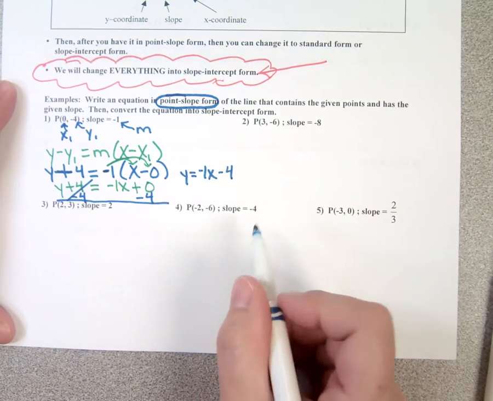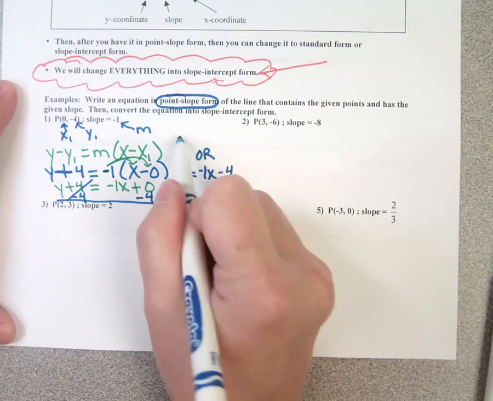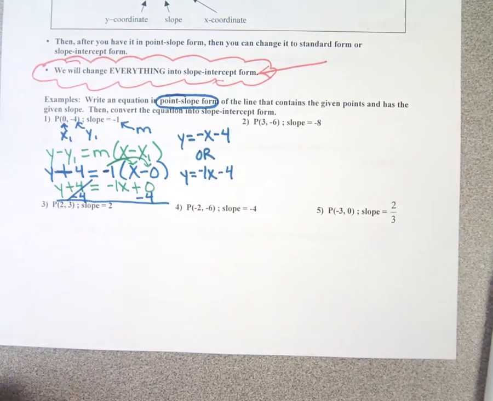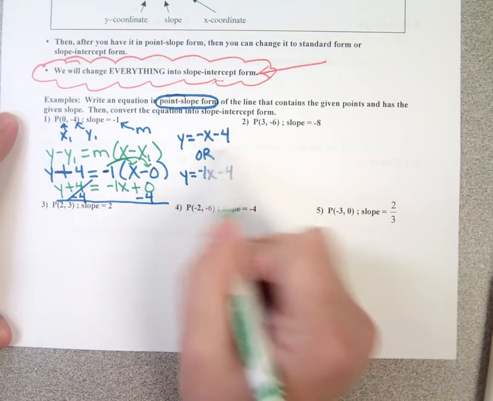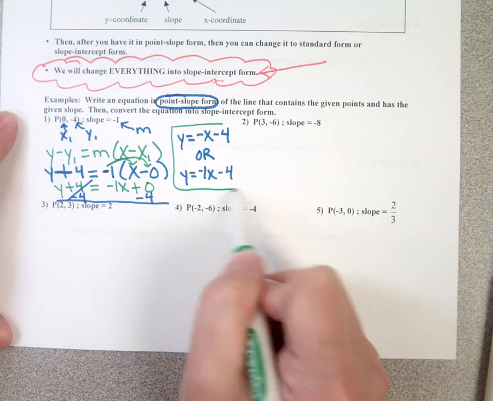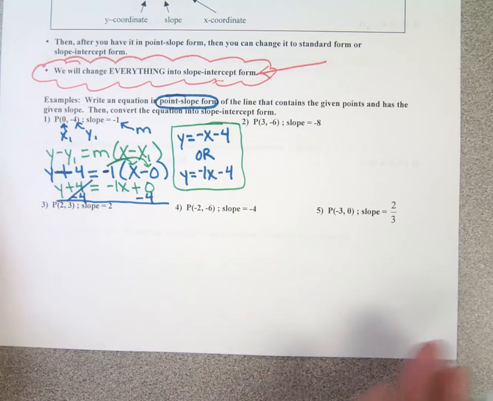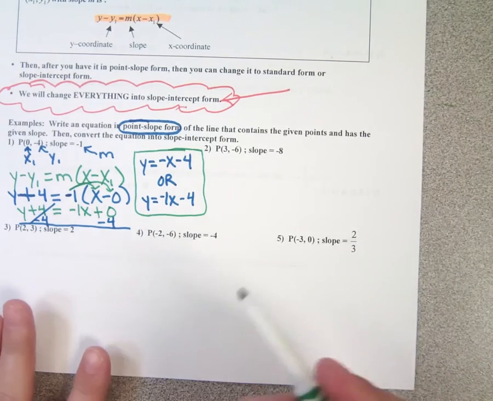-4. And of course, the other way I could write this is not write a -1 in front, just write y equals -x minus 4. Either way, they both mean the same thing. This is the one that you most often see. And there it is. So hopefully this seems very familiar to you, and hopefully you don't find it to be difficult. All right, let's go ahead and try number 2.